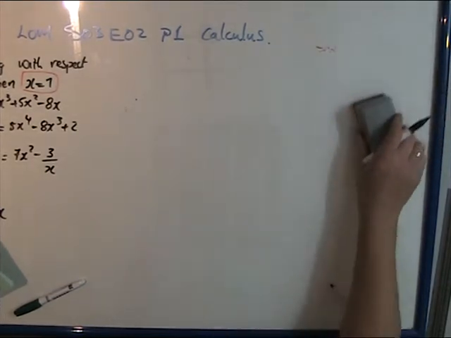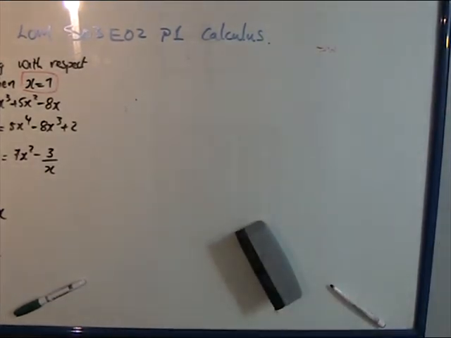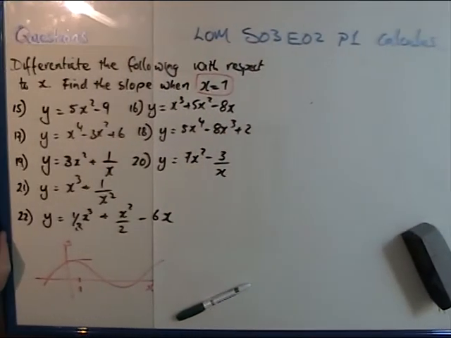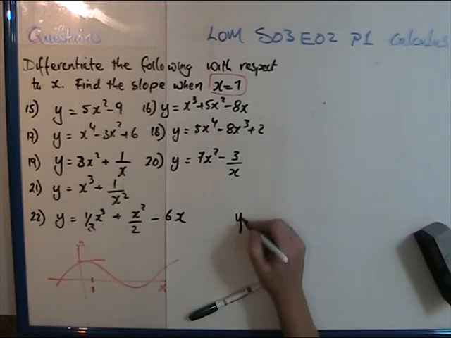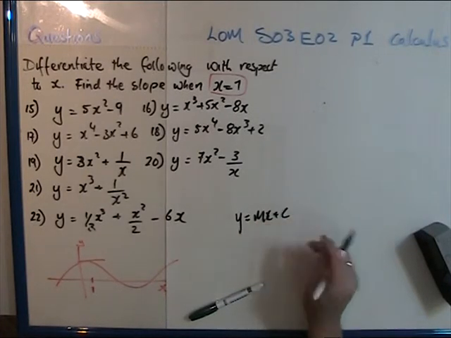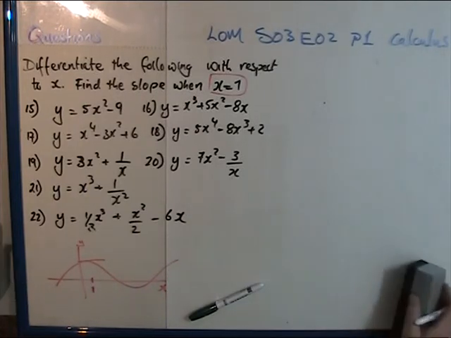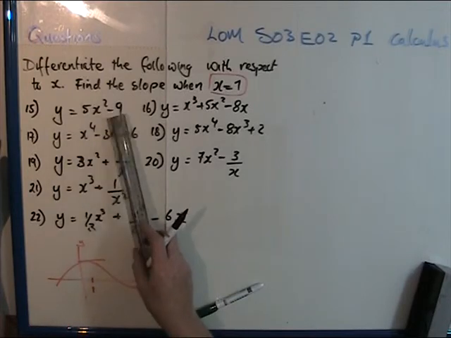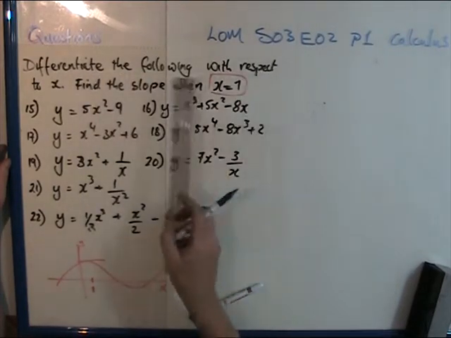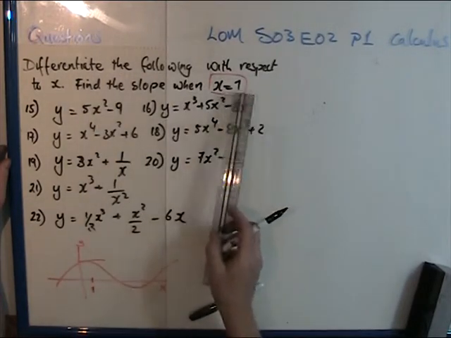Now, anything else to add to that? Nothing else? So now we have 3 ways to find the slope. We can use the formula, we can use calculus to find it, and we can manipulate the formula y is equal to mx plus c. Now in these questions here, you've got y is equal to 5x squared minus 9. Differentiate the following with respect to x, and find the slope when x is equal to 1.